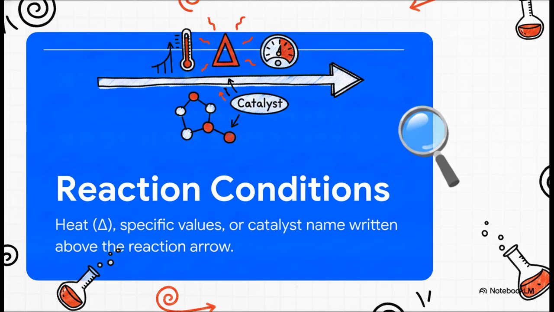See, a fully written equation also needs to explain how the reaction actually happens. Think about that reaction arrow sitting right there in the middle of your equation. It's not just a pointer to the right, it's prime real estate. The space directly above that arrow is where you specify the exact requirements needed to make the reaction happen. This could be the Greek letter delta to indicate heat. It could be super specific temperature or pressure values. Or maybe it's the name of a catalyst that speeds the whole shebang up. The crucial takeaway here is that a reaction doesn't just magically happen in a void. It requires a specific environment, and you have to document that environment right there on the arrow.